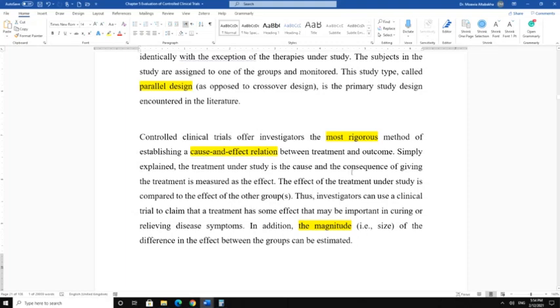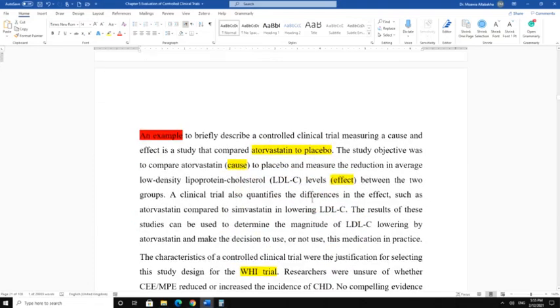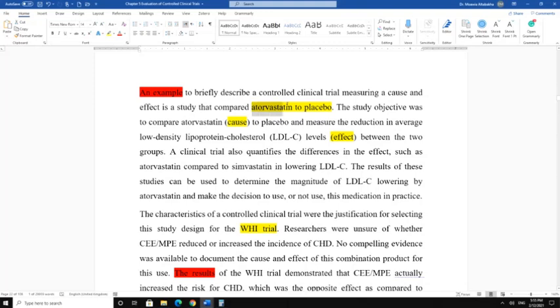The controlled clinical trial, as I told you, is the most rigorous method in establishing a cause and effect relationship. One, is there an effect? And how much is the effect, the magnitude of the effect. Example, atorvastatin, a medication used to reduce the cholesterol level, LDL-C, low density lipoprotein cholesterol, which is dangerous. They compared it with placebo. The study objective was to compare atorvastatin, the cause, to placebo and measure the reduction in the average LDL-C levels between the two groups.